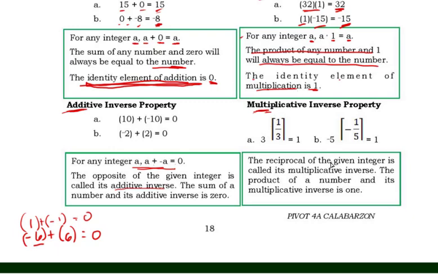The reciprocal of a given integer is called the multiplicative inverse. The product of the number and its multiplicative inverse is 1. Kung dito po sa additive inverse, ang sagot po ay 0. Sa multiplicative inverse, ang sagot naman po ay 1, kapag minultiply mo siya ng kanyang reciprocal or its multiplicative inverse. Halimbawa, 3. Multiply by what number para po siya maging 1? Yung kanya pong tinatawag na reciprocal. Ang 3 po, ang reciprocal niya ay 1 over 3. So, pag minultiply niyo po yung dalawa, ang sagot po niyan ay 1.